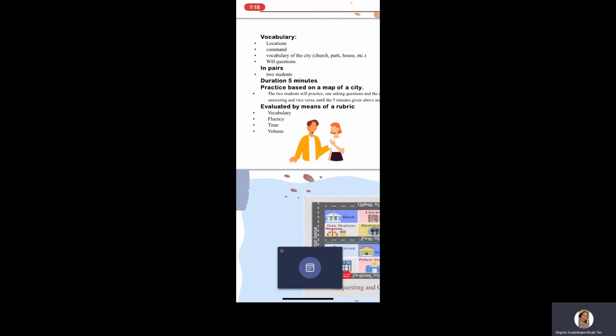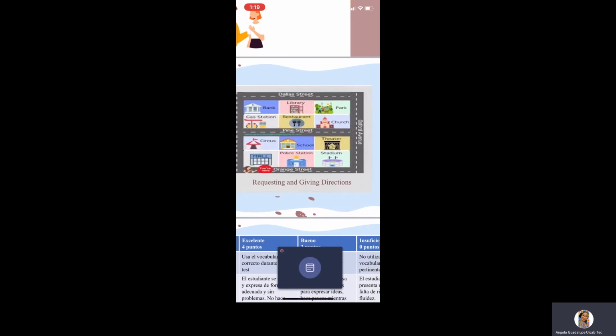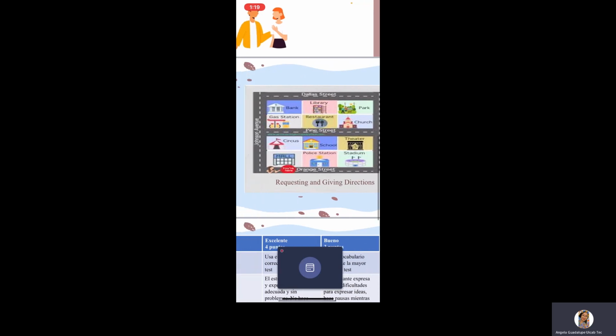They are evaluated with a rubric. This rubric evaluates vocabulary, fluency, and time. So this is the image that can be used in the speaking evaluation. I can see Jones Avenue, Dallas Street, Oxford Avenue, Orange Street, and the vocabulary of the city: bank, gas station, library, restaurants, park, church, circus, schools, theater, mall, police station, stadium.